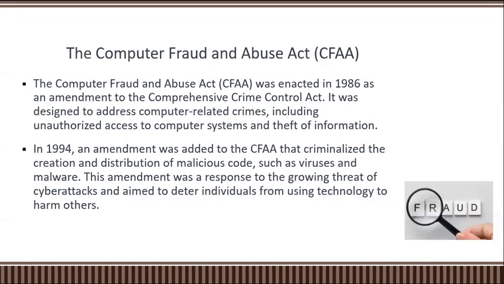Next, we'll be looking at the Computer Fraud and Abuse Act, CFAA. The Computer Fraud and Abuse Act, CFAA, was enacted in 1986 as an amendment to the Comprehensive Crime Control Act. It was designed to address computer-related crimes, including unauthorized access to computer systems and theft of information. In 1994, an amendment was added to the CFAA that criminalized the creation and distribution of malicious code, such as viruses and malware. This amendment was a response to the growing threat of cyber attacks and aimed to deter individuals from using technology to harm others.